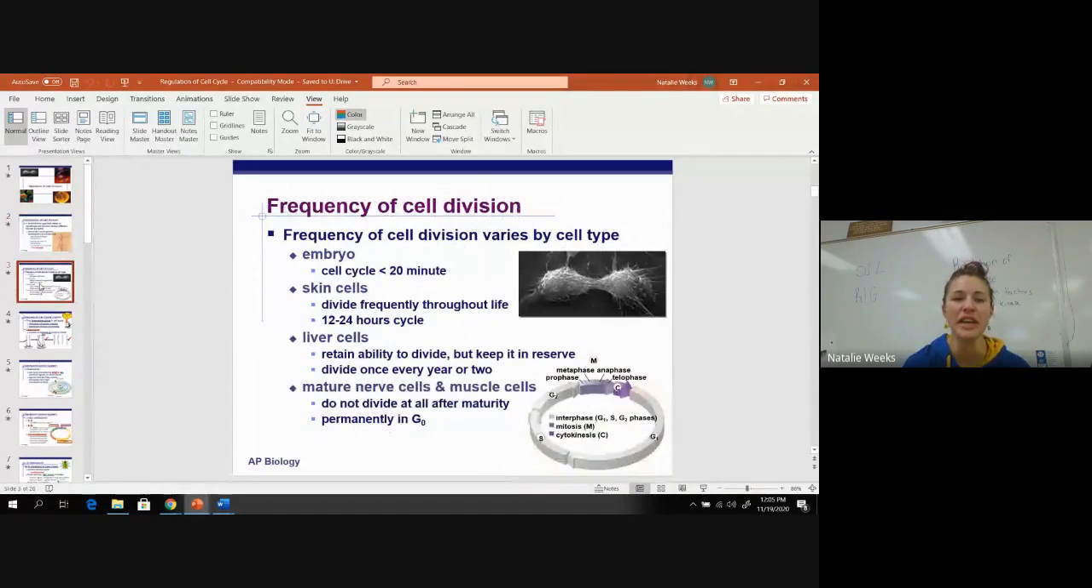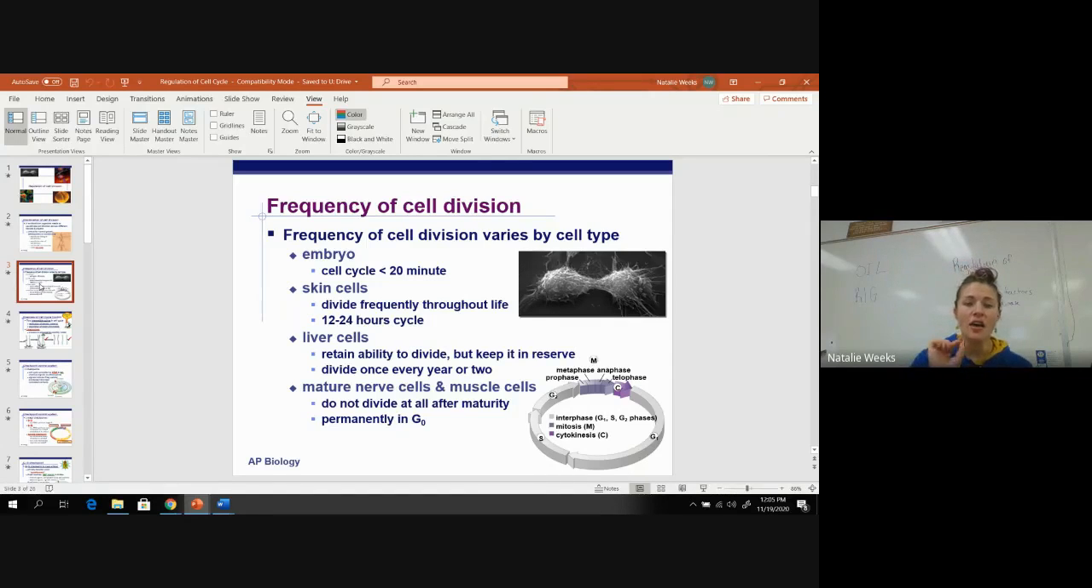So when we're looking at the frequency for cell division, if we're looking at like an embryo, so when the mommy and the daddy love each other very much, when we fertilize that zygote, every 20 minutes, we're gonna make a brand new cell. It happens very, very quickly in that process. Whereas your skin cells divide once every 12 to 24 hours. And the reason why they have to happen so quickly is because your skin is constantly flaking off. We have constant abrasion happening.